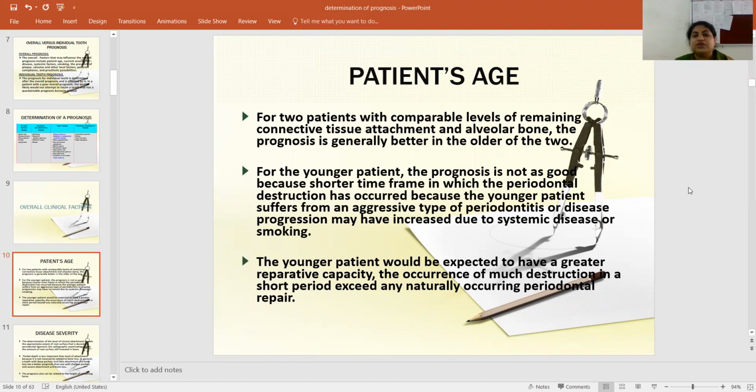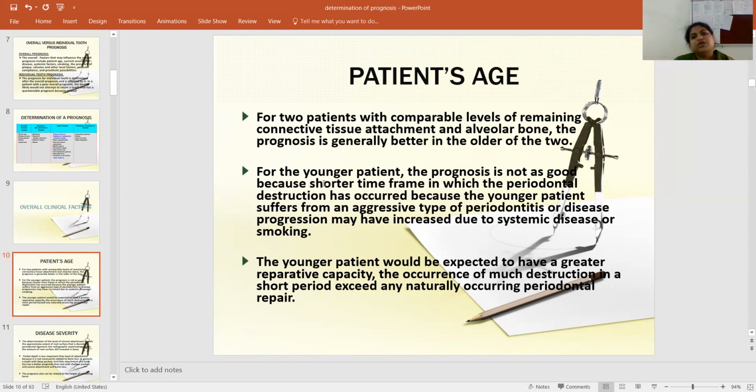Why? Because here we are not going to decide just on the patient age. We are going to decide the prognosis of the individual tooth based on the rate of destruction of the periodontal disease. So the rate of destruction: basically 5 millimeter of periodontium has been destroyed in such a short duration of time for the younger individual, let's consider 30 years of age.